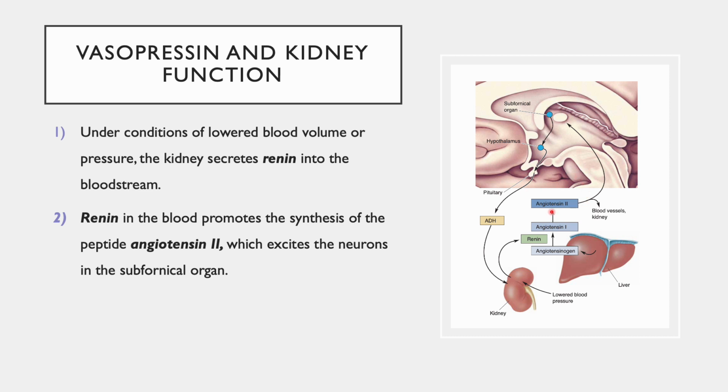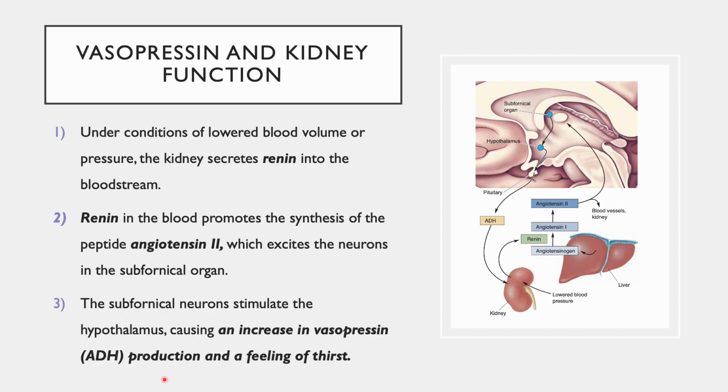Angiotensin 2 is going to be released into the bloodstream and reach the subfornical organ. That sits right here dorsally to the hypothalamus. The subfornical neurons are going to stimulate the hypothalamus because they have axons that can communicate with the hypothalamus. And this is going to increase vasopressin release, or ADH, from the posterior pituitary. This is going to induce the production and feeling of thirst.